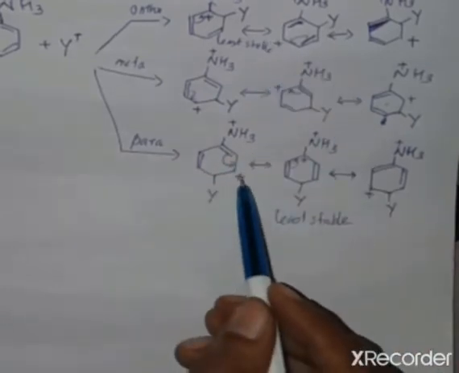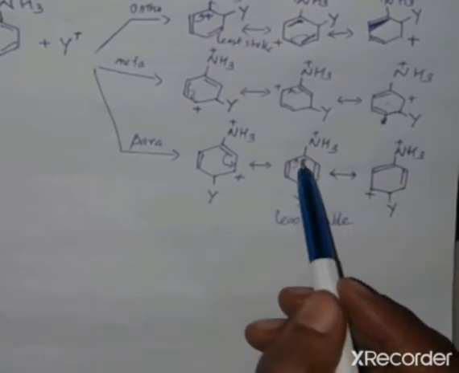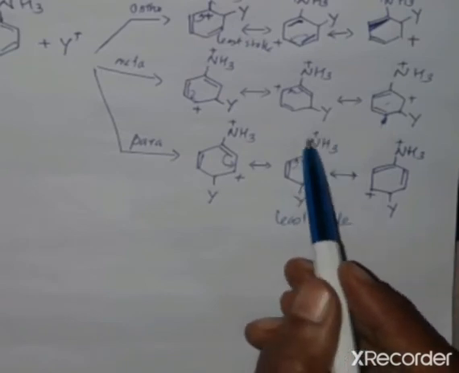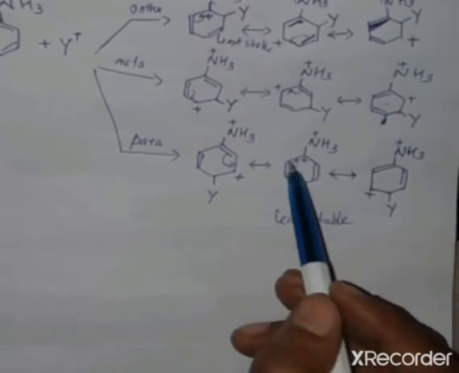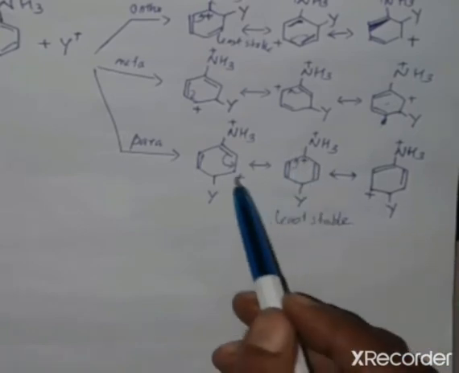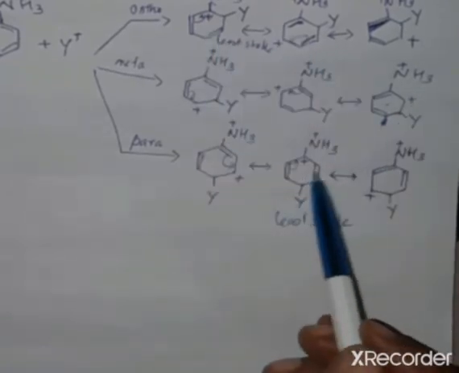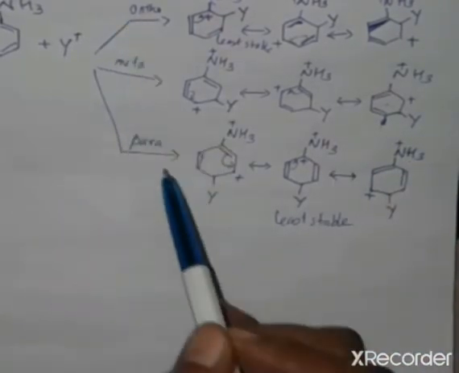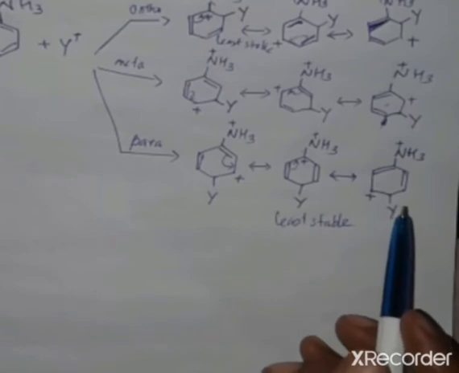And then when we compare the para isomer, here also there is a resonance structure with the positive charge at the carbon bearing the electron withdrawing NH3 group. It is also destabilized by electron withdrawal. So these two are the least stable carbocations. That is, the ortho attack and para attack lead to the least stable carbocations. They are difficult to form because of high energy.